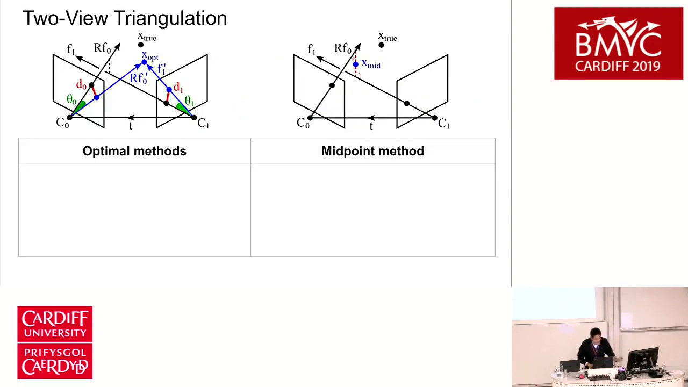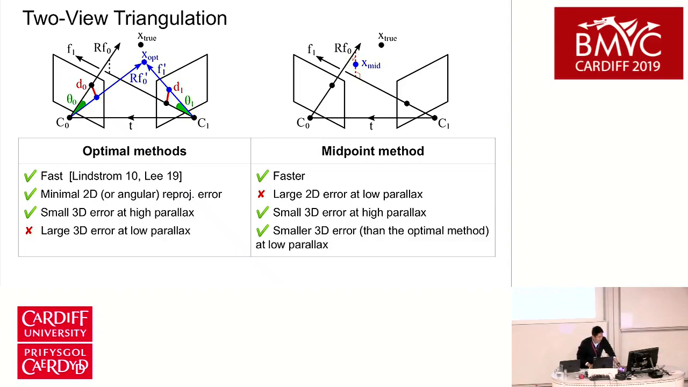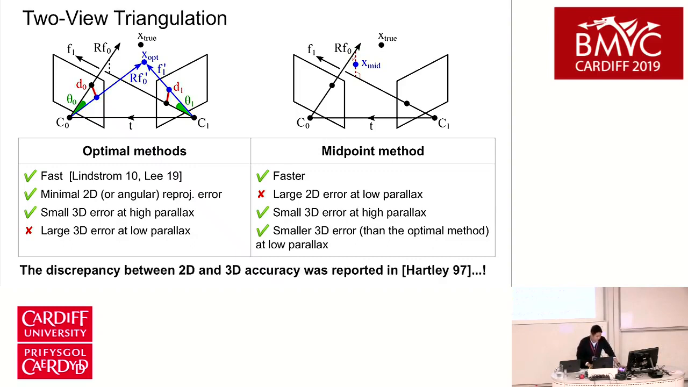Now, how do these methods compare? In terms of speed, both methods are quite fast, but the midpoint method is faster. The optimal methods achieve minimal 2D or angular reprojection error. On the other hand, the midpoint method produces large 2D error, especially at low parallax. At high parallax, both methods produce equally small 3D error. But at low parallax, the 3D error is larger for the optimal methods than for the midpoint method. In fact, this discrepancy between 2D and 3D accuracy was first reported by Hartley in the 90s.